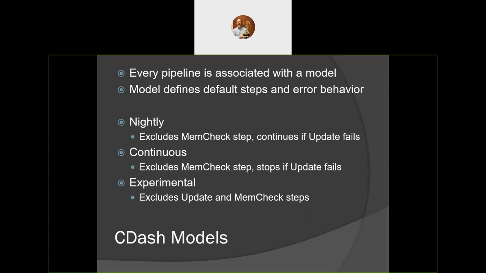Obviously, in these default configurations, the memcheck steps are not run in any of them. So if you want to do the memcheck, obviously you have to have some way to configure it, so you change it from the default configuration. But your nightly model is basically for a standard kind of nightly build. It's going to do everything except memcheck, and it will continue to execute if the update step fails.